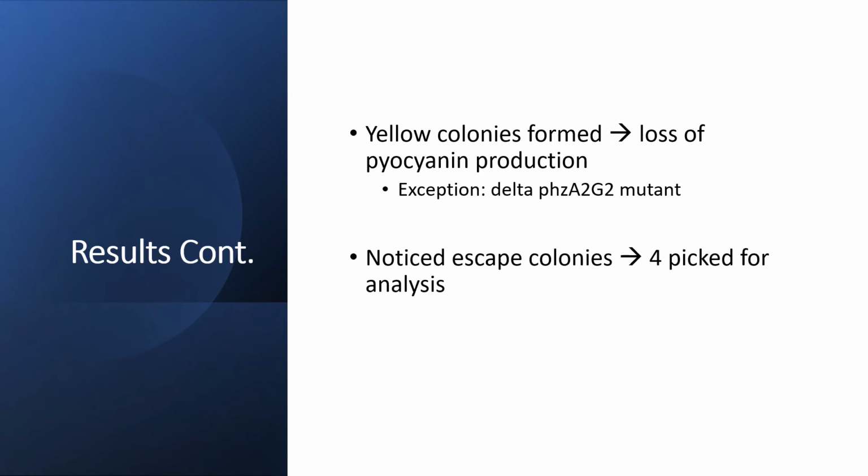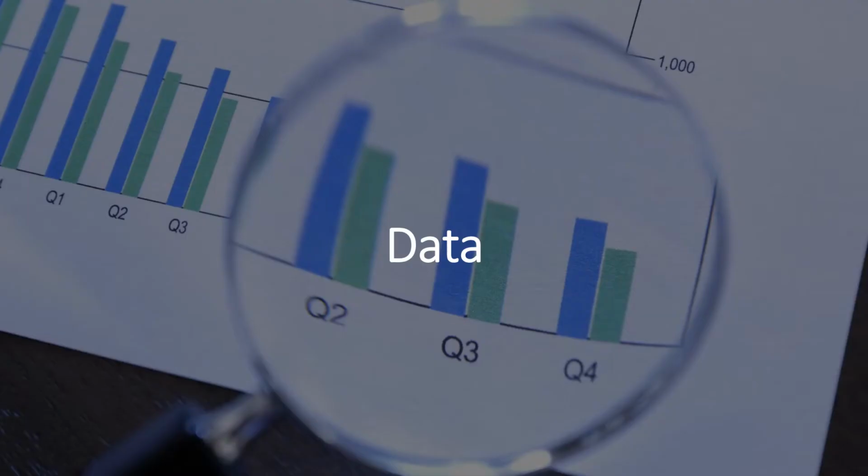What they did was they picked 4 colonies, 1 from the delta MEXA plate and 3 from the delta PHCA2G2 plate. And then they did PCR analysis on the target genes, which were MEXA and PHCA2G2. And they found that the loss of the crRNA cassette or the Cas12a cassette was the most probable reason for these escape events. This finding is consistent with other previous studies that involved CRISPR-based editing systems. So I'm now going to discuss the data that was presented in the paper.